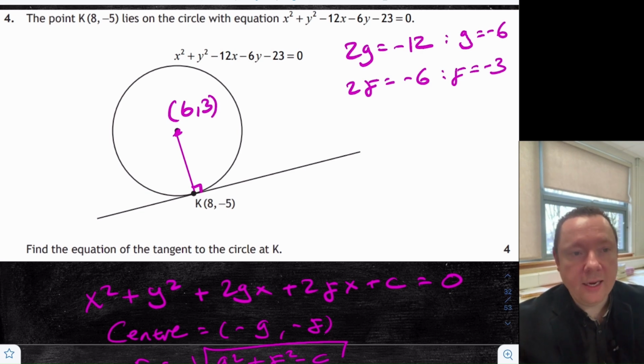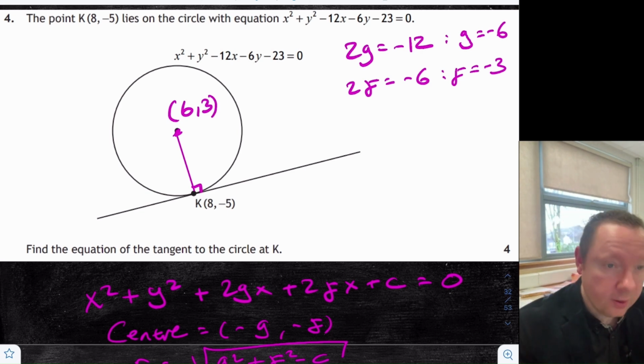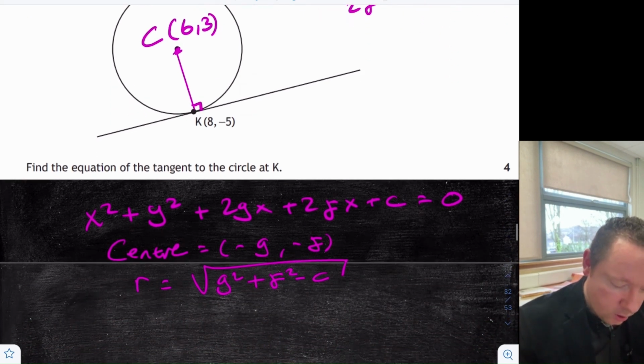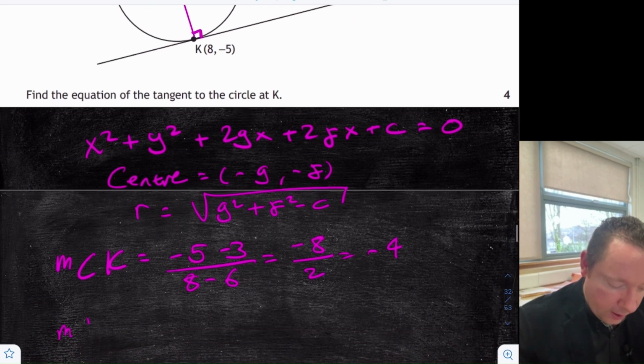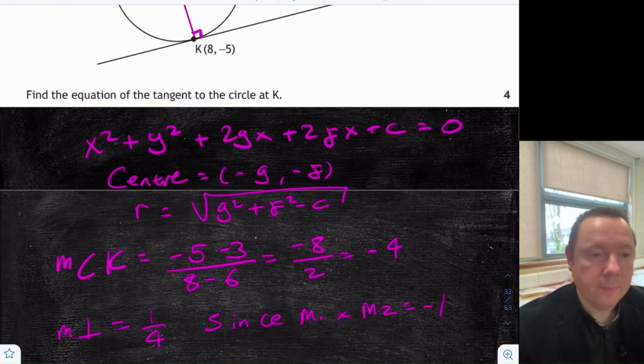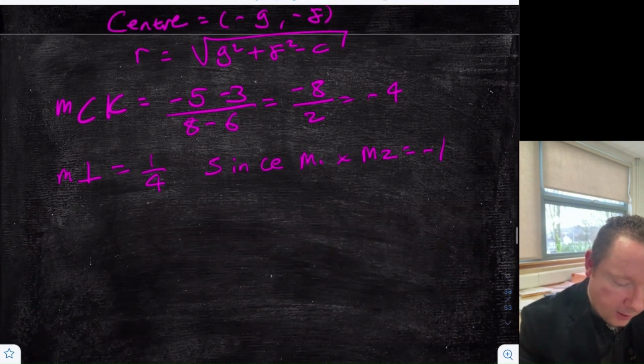Once we've got our centre, we can find the gradient between our centre and K. Let's just call our centre C. So the gradient between C and K is minus 5 take away 3 on the top and 8 take away 6 on the bottom. Minus 5 take away 3 is minus 8 over 2, which is minus 4. So the gradient of our perpendicular equals a quarter, since m1 times m2 equals minus 1. So our point is 8, minus 5 for K.